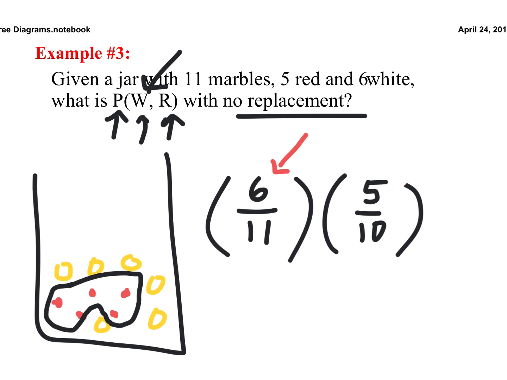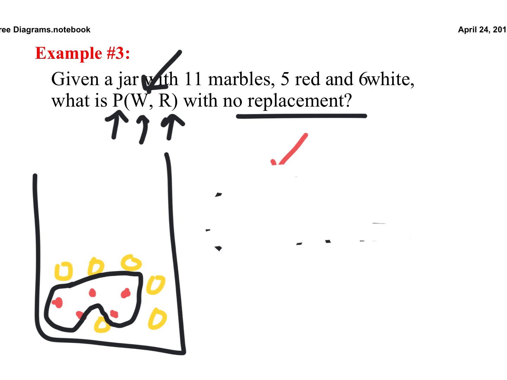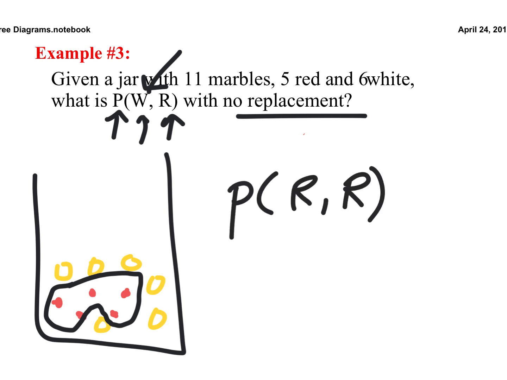Okay, so I'm going to do one last one. Without showing you, tell me the 2 fractions that we would multiply to get this answer. Probability of red one, then red one. This will see if you really know this.